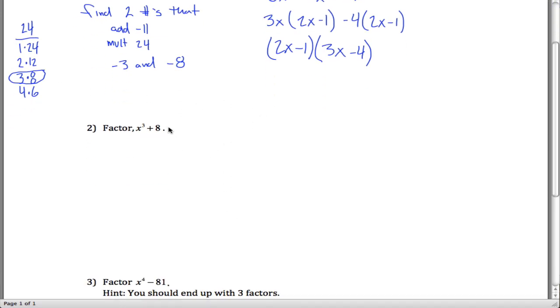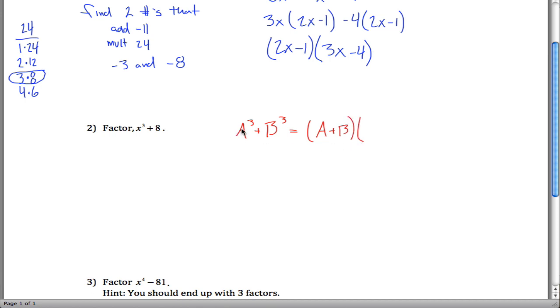All right, the second one is a sum of cubes. x cubed is a perfect cube, and 8 is a perfect cube. So what you need to do this one is a little formula. If you have it memorized, it makes the problem pretty easy. If you don't, it makes the problem pretty hard.